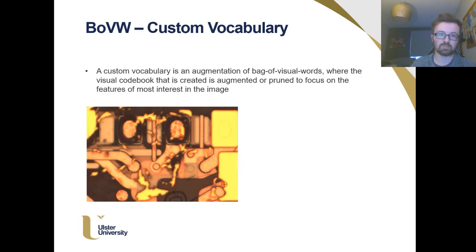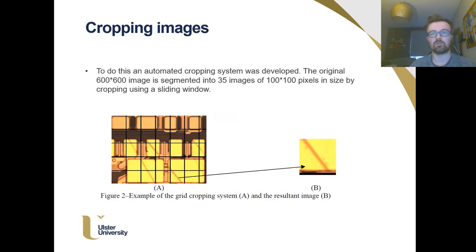However, in order to do this, it takes a lot of man-hours as you have to print out each visual word and look at them separately. Therefore, we decided to flip the project on its head and enter in images that featured only defective points. In order to do this, we created an automated cropping system.